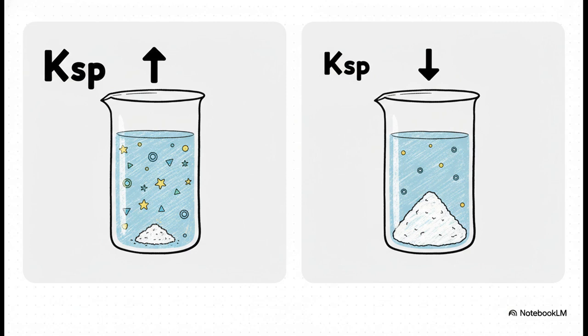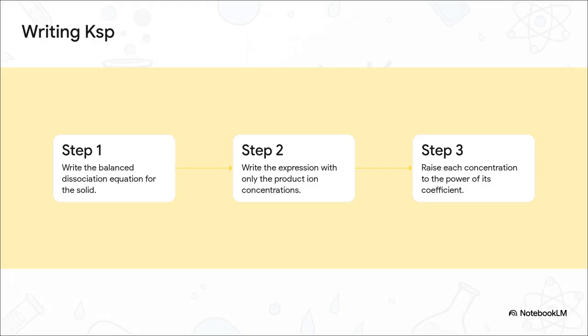And the best part is, interpreting it is super straightforward. A bigger Ksp means it's more soluble. A really tiny Ksp, like for something like silver bromide, tells you that it is way less soluble. Simple as that. Bigger number, more dissolving. Smaller number, less dissolving.